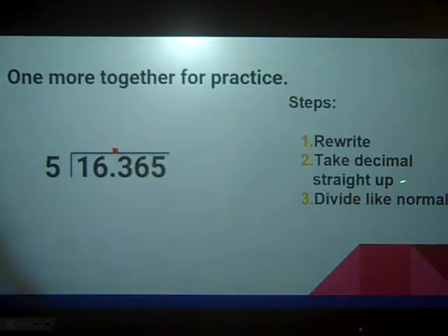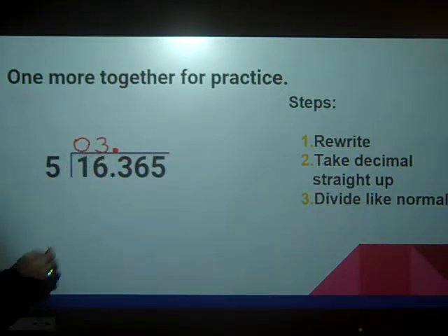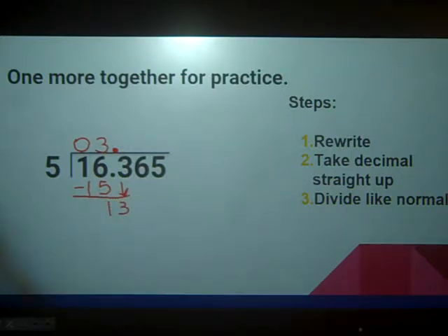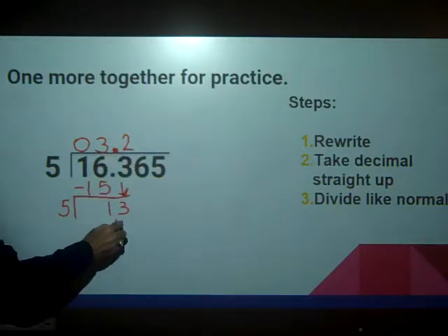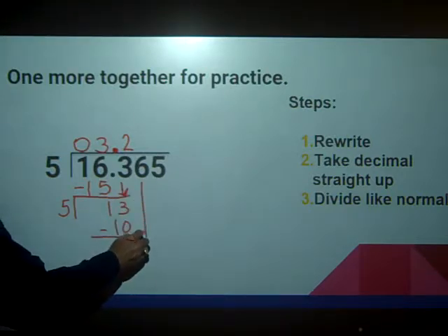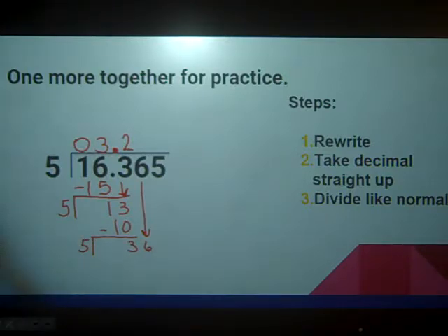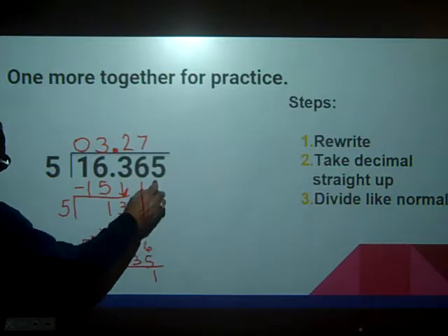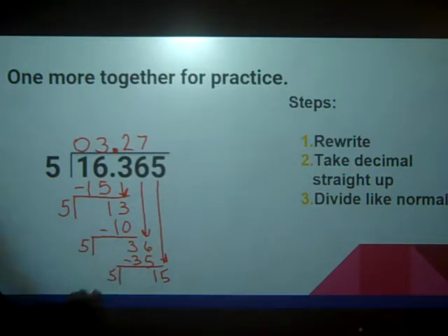And now let's do what? Divide like normal. Where do I start? 5 goes into 1? 0 times. 5 goes into 16? 3 times. What is 5 times 3? 15. Subtract. Bring down the 3. Rewrite my divisor. Now what? 5 goes into 13? 2 times. 5 times 2? 10. Subtract? 3. Bring down the 6. Rewrite my divisor. 5 goes into 36? 7 times. 5 times 7 is 35. Subtract. Bring down my next digit. Rewrite the divisor.